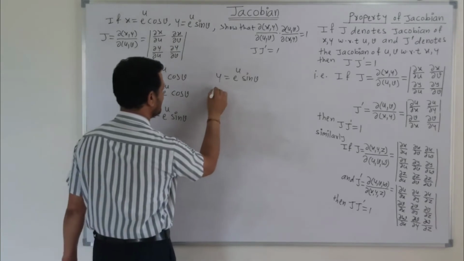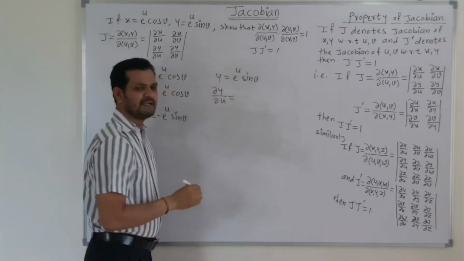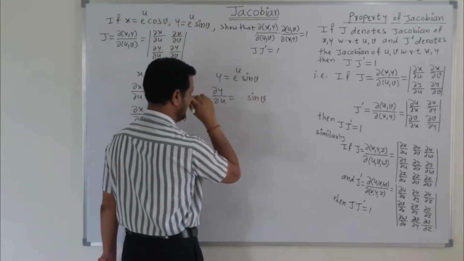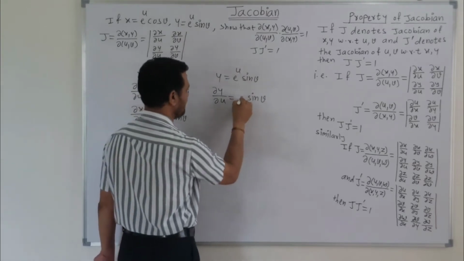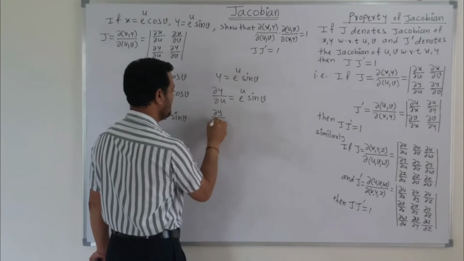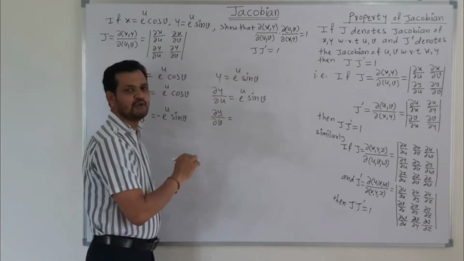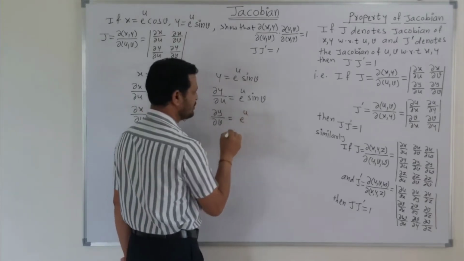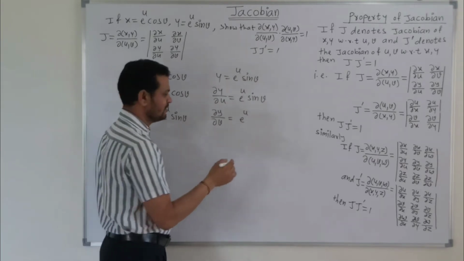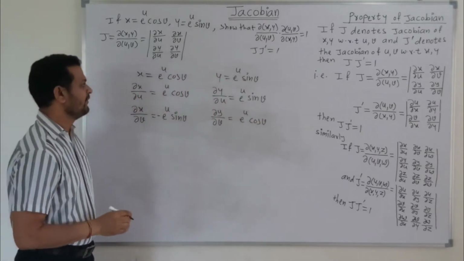Similarly, take the partial derivative of y with respect to u. When we take the partial derivative with respect to u, this sine of v remains as it is. Then again the derivative of e raised to u is e raised to u. Now take the partial derivative of y with respect to v. When we take the derivative with respect to v, u is constant. That means e raised to u is constant. Then the derivative of sine is cos. So that's why this is cos of v.